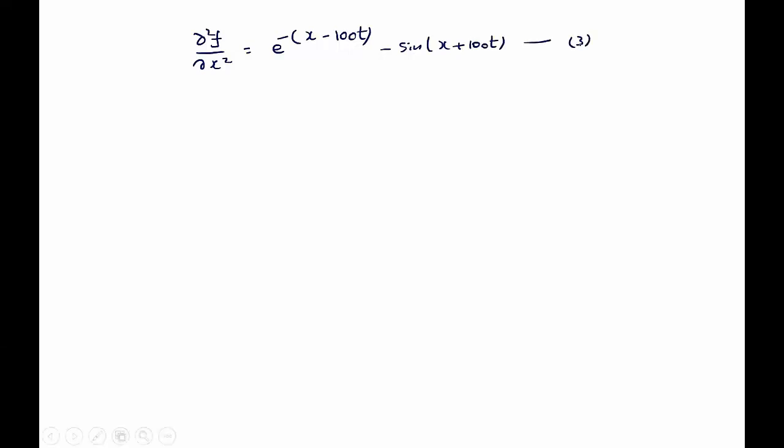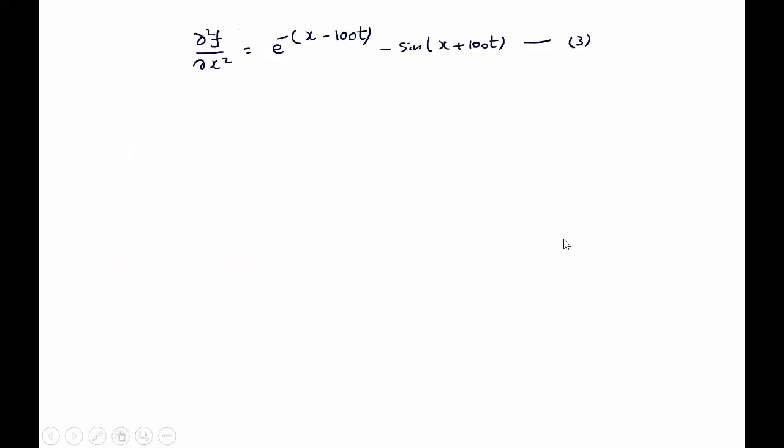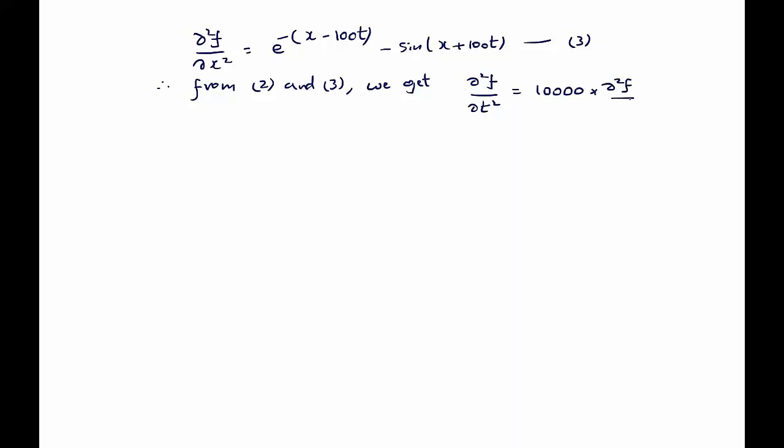Now just observe from 2 and 3. If I take 10,000 common in 2, the remaining term is nothing but ∂²f/∂x². Am I correct or not? Therefore, from 2 and 3, we get ∂²f/∂t² is equal to, after taking 10,000 common, the remaining term is nothing but ∂²f/∂x².